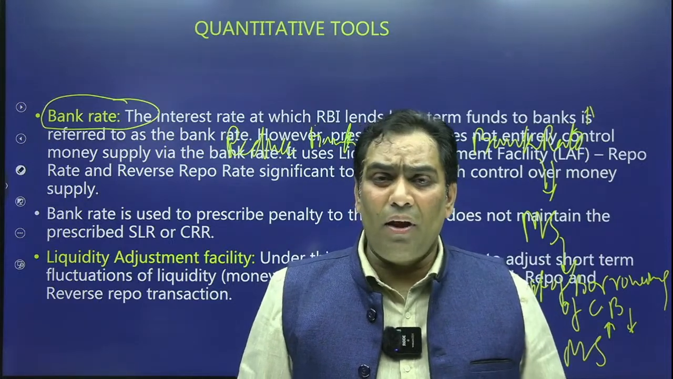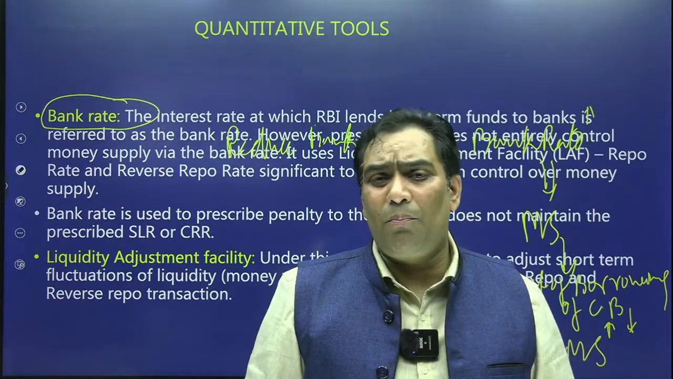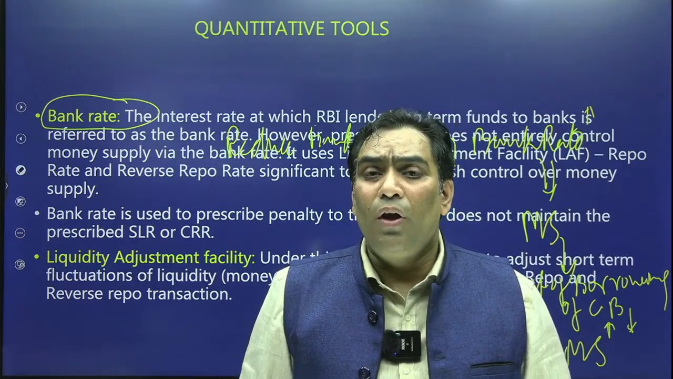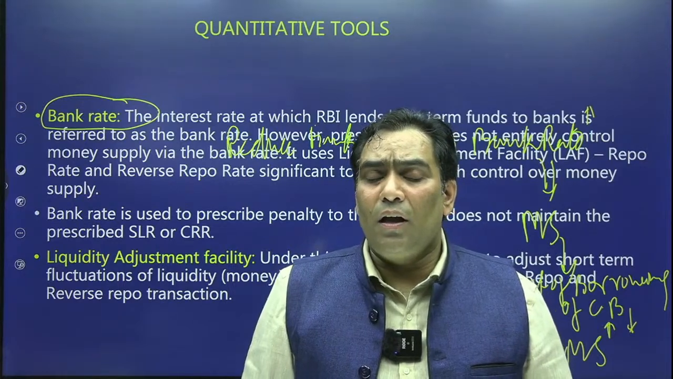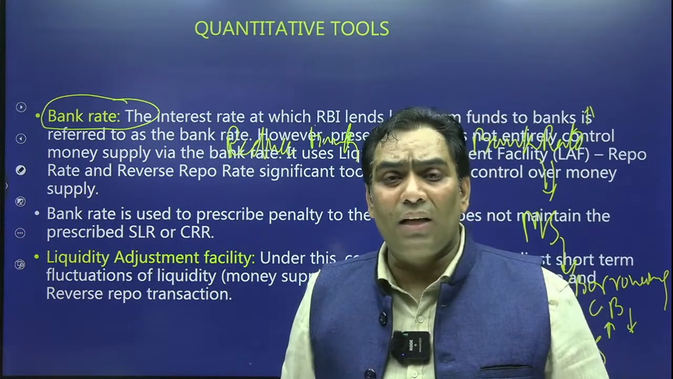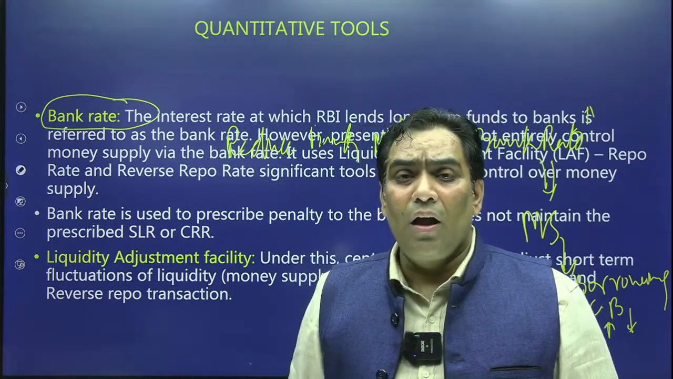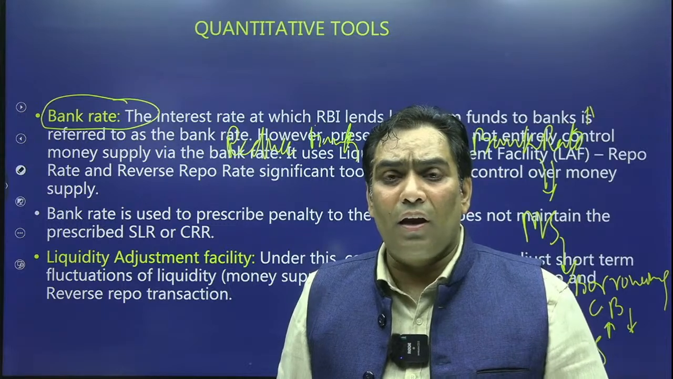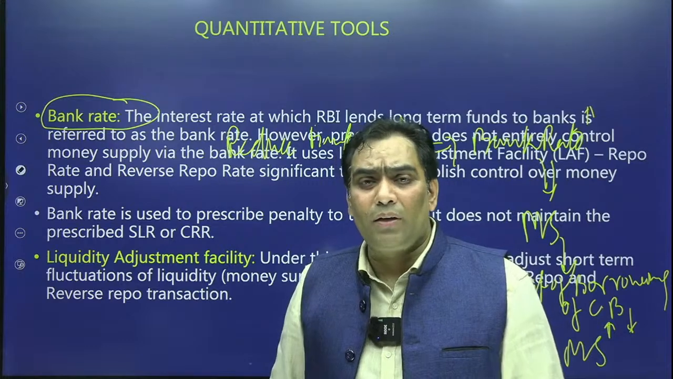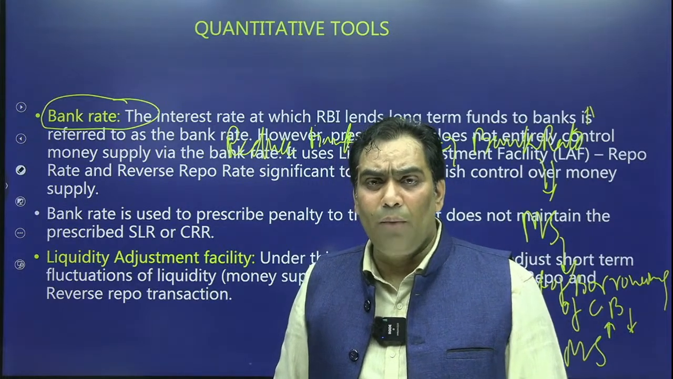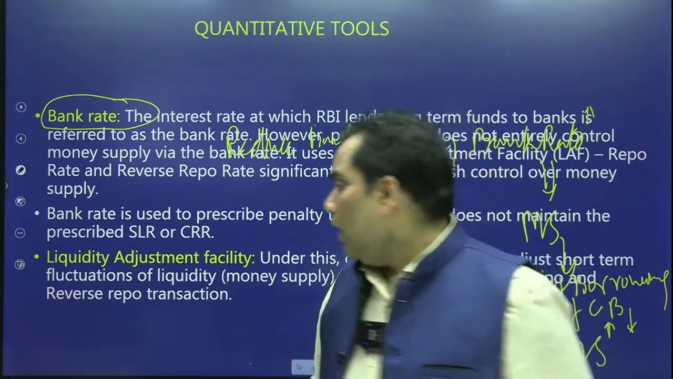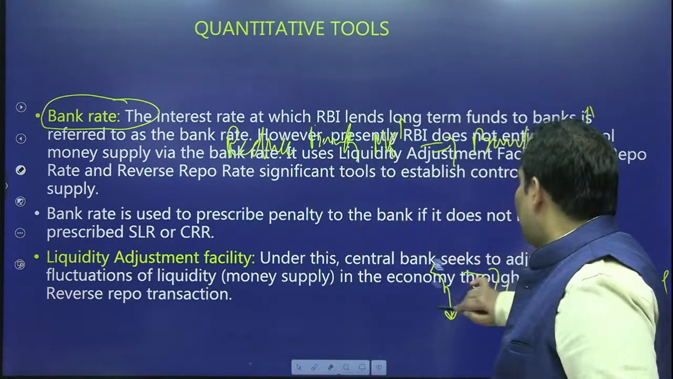Nowadays, whenever RBI wants to increase or decrease the money supply, RBI frequently resorts to the liquidity adjustment facility through repo transactions or reverse repo transactions, which take place at the repo rate and reverse repo rate. It is very important, so be very clear about how it works. I am going to explain it so that it will be crystal clear. So listen to me very carefully.